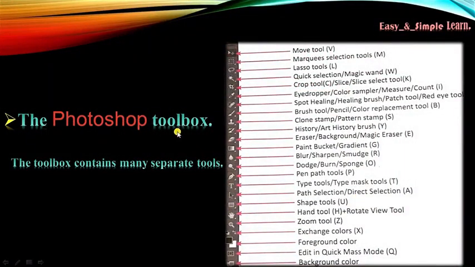Next one is the Photoshop toolbox. Clear? We must know all the Photoshop tool names one by one. The toolbox contains many separate tools. See, this is the toolbox, and each and every tool's name is there. In this class you only need to know some tools' uses.